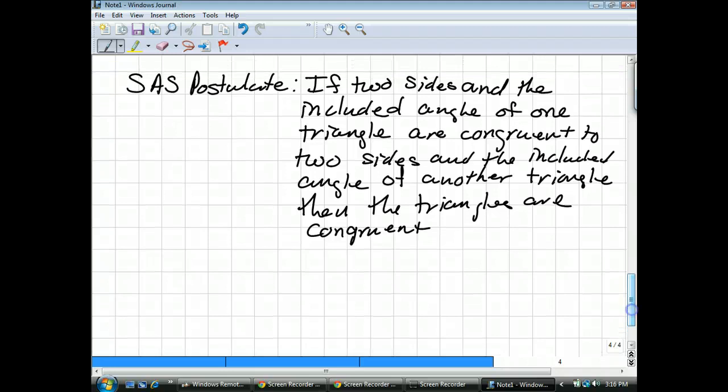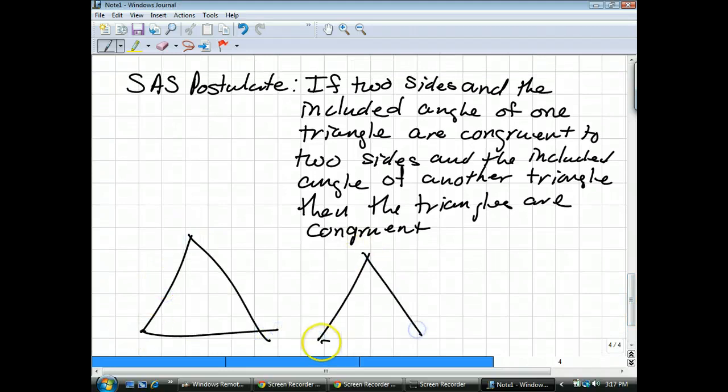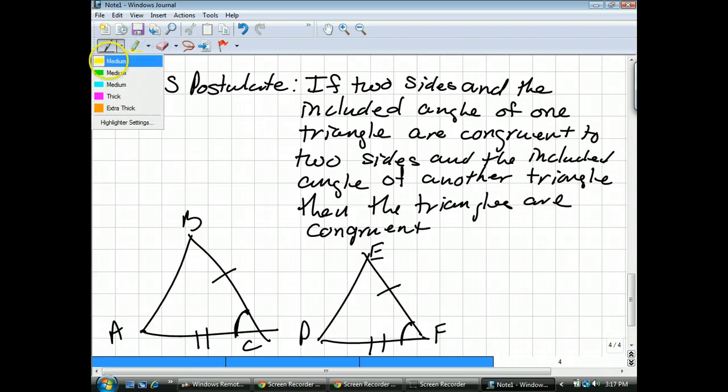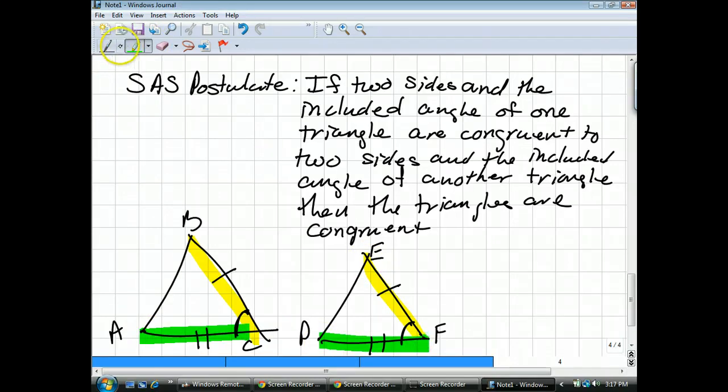Okay, so this one is saying if you have two triangles, and I know that BC is congruent to EF and AC is congruent to DF, and the included angles are congruent, then I can say the triangles are congruent. So if this is congruent to this and this is congruent to this, and the included angle, in other words, the angle formed by those two sides, if those two angles are congruent to each other, then I can say triangle ABC is congruent to triangle DEF.